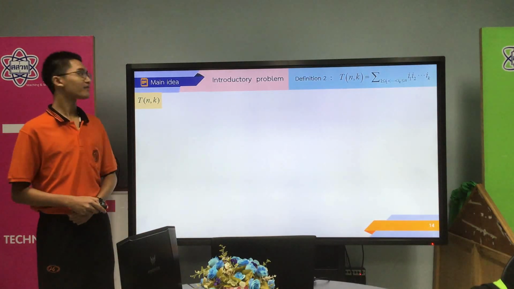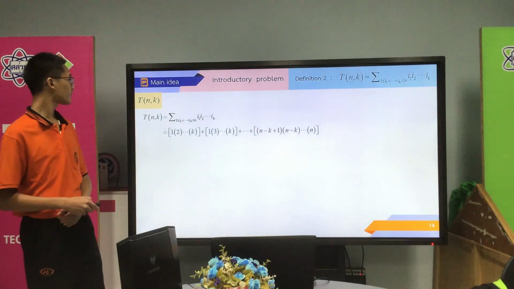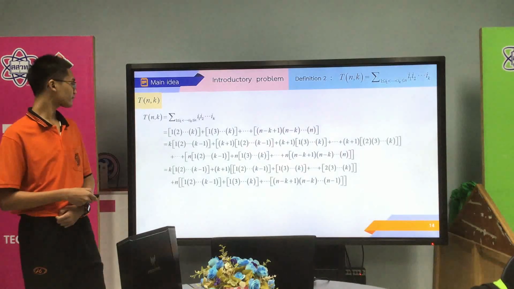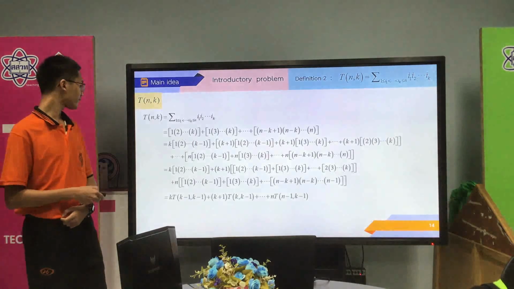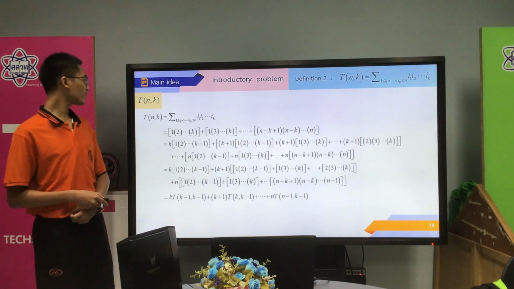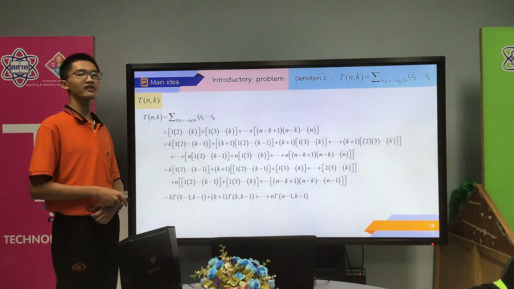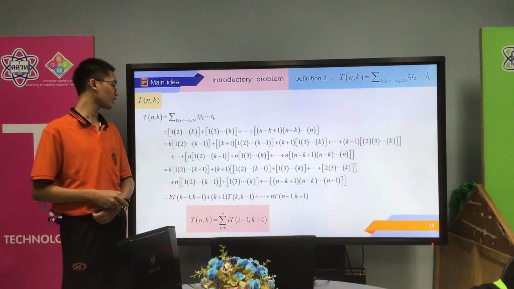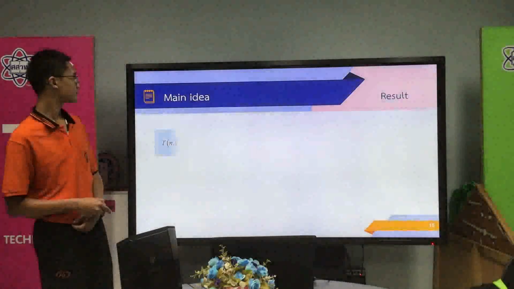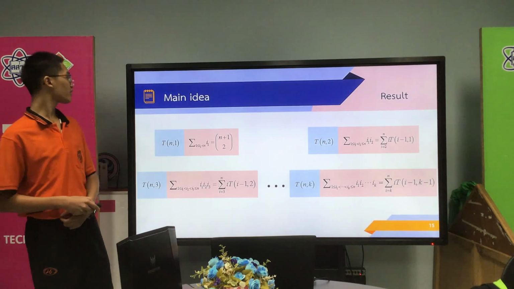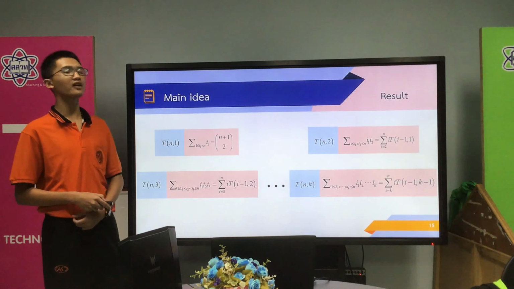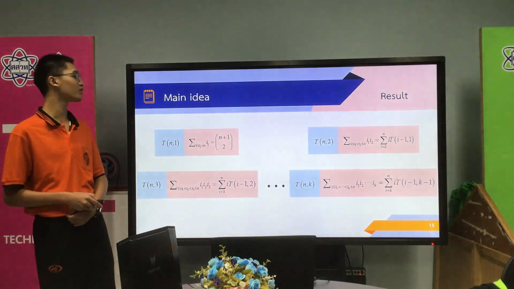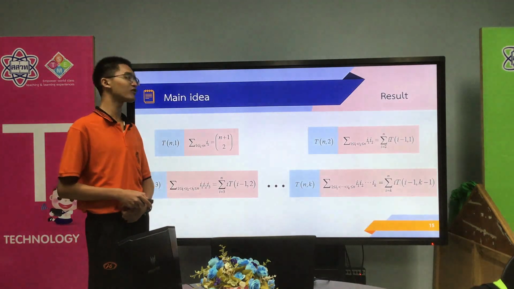The Tnk, from the definition, we know Tnk is equal to this equation. From the cubic term, we get it. Tnk can be written in the recursive form of Tnk minus 1. For the result, we obtain Tn1 is equal to n plus 1 choose 2. Tn2 can be written in the recursive form of Tn1. Tn3 can be written in the recursive form of Tn2. Tnk can be written in the recursive form of Tnk minus 1.